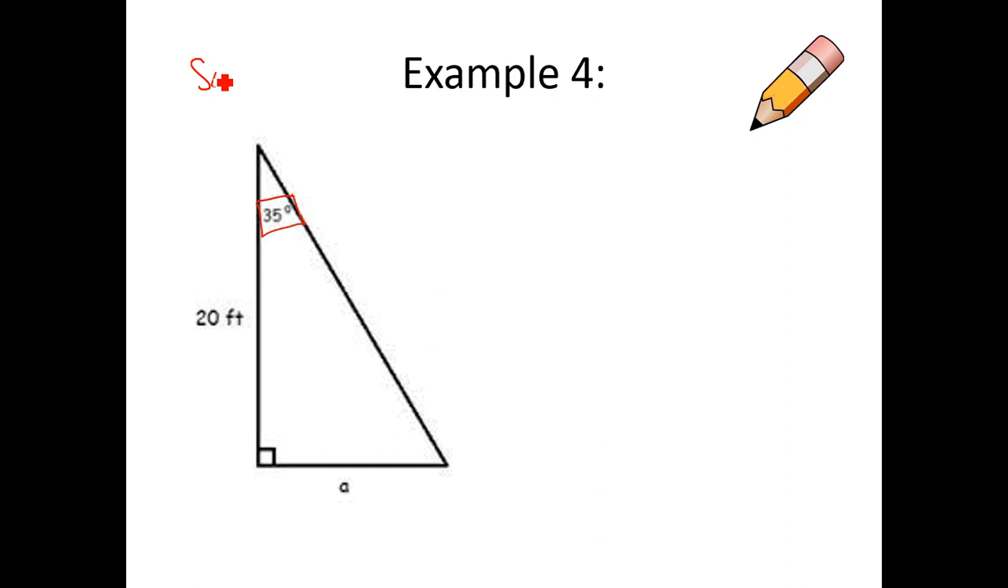So writing SOHCAHTOA here. If I'm standing at the 35-degree angle, remember SOHCAHTOA is always set up from an acute angle. If you are standing at the 35-degree angle, this side right here would be opposite you. And this side, 20, would be adjacent to you or next to you. The side I don't know anything about over here is the hypotenuse.